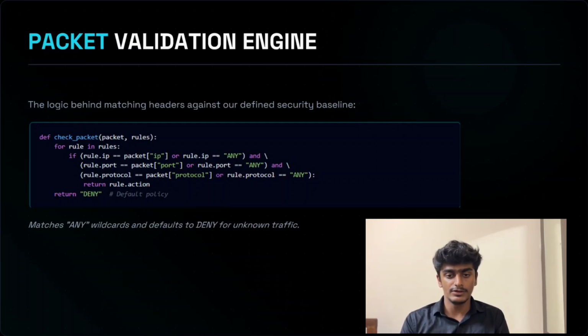For example, if a rule contains "any" for IP or port, it means that field will match any value. If a packet matches a rule, the corresponding action is applied immediately. If no rule matches, the system follows the default policy, which is deny. This ensures that unknown or suspicious traffic is automatically blocked.